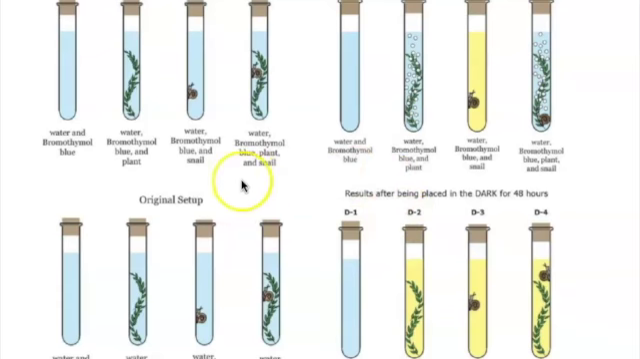So this color change that's happening is showing us 2 things. If BTB changes to yellow, it's showing us that carbon dioxide is present. And if carbon dioxide is present, that means it's also showing us cellular respiration. Okay, something to keep in mind.